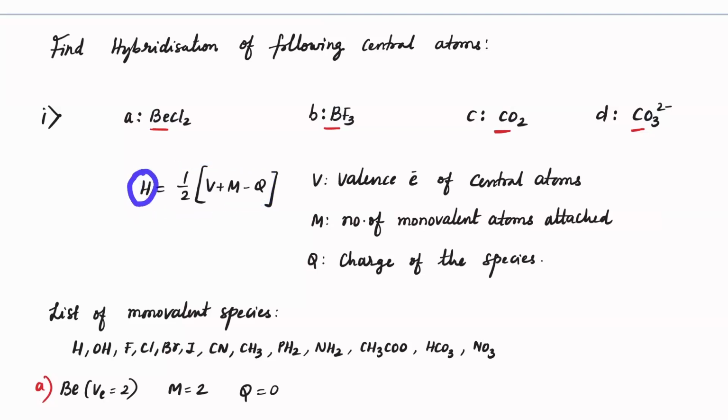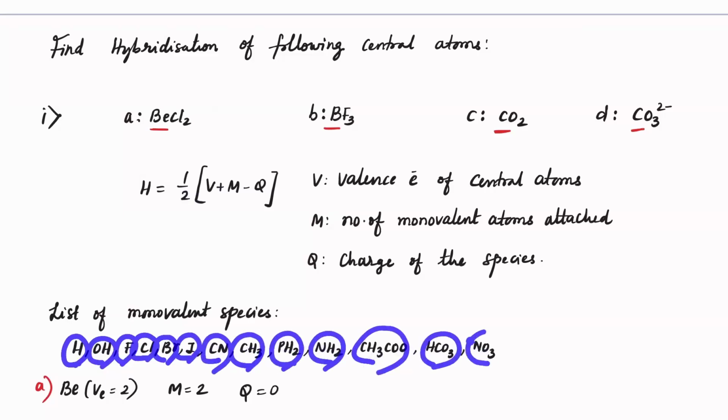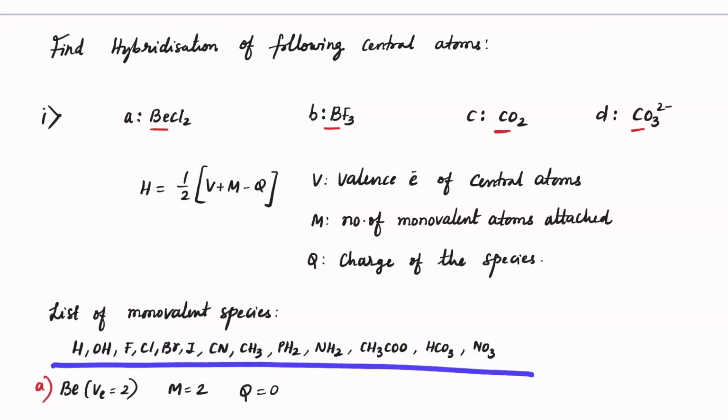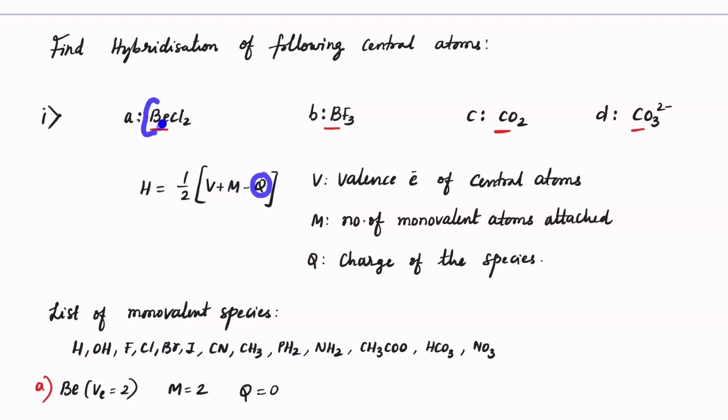Steric number H is equal to half of the valence electrons of the central atom plus the monovalent species. Monovalent means those which will make only a single connection, like H, OH, fluorine, chlorine, bromine, iodine, cyanide, methyl, PH2, NH2, acetate, HCO2. All of them are making only single connections. They will only be connected by one bond. So those are monovalent species. So M is the number of monovalent species, minus Q. Q is any charge, if at all present on the molecule. In this case, BCl2 has zero charge.